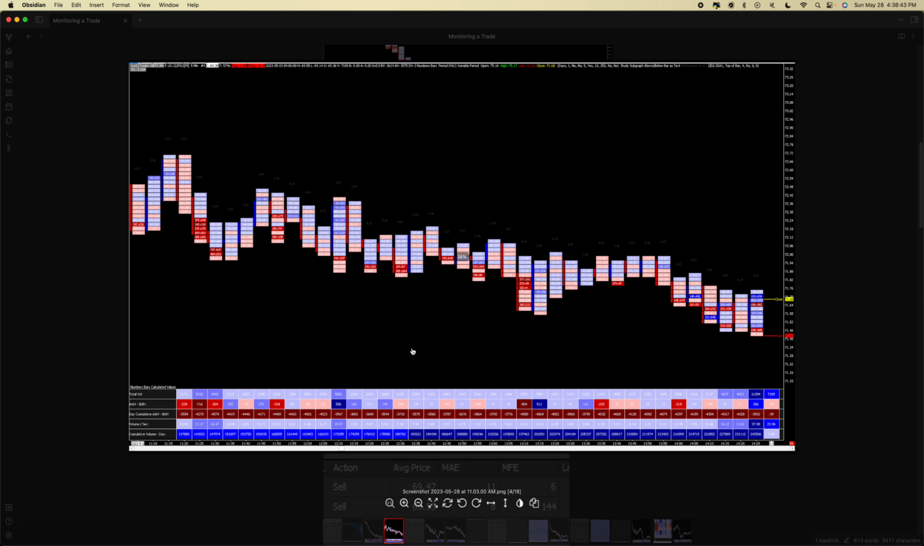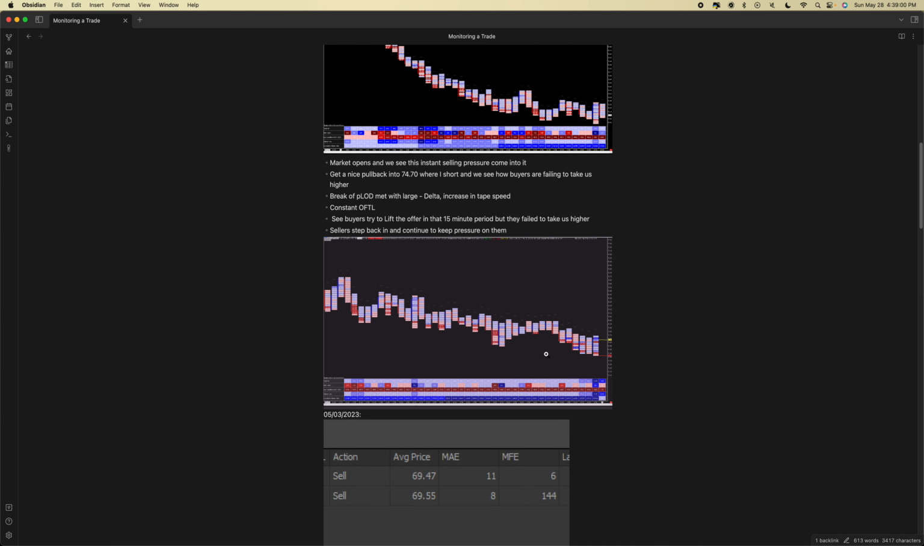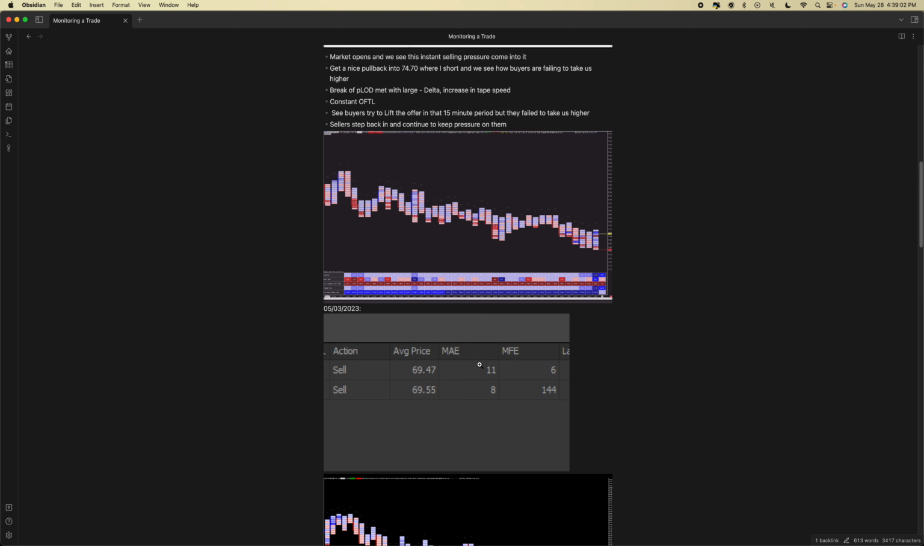And then this is the action for the rest of the day. You can just see, once again, it's almost as if there was no bid. Sellers were able to just walk this thing down, close it on the lows. And you can just see how delta remained negative throughout the whole day. Increase in volume on the way down with range expansion.